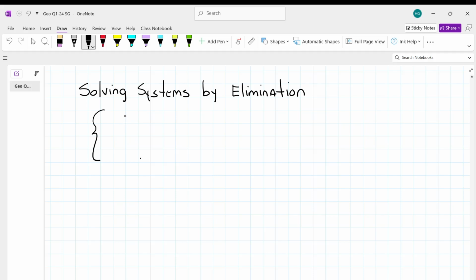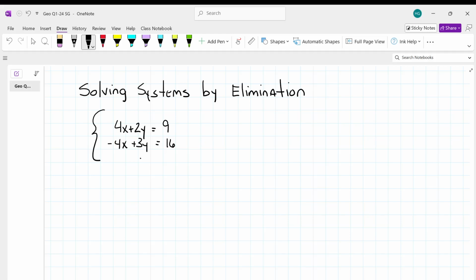So let's say that you've got a system that's got 4x plus 2y equal to 9 and a negative 4x plus 3y equal to 16. Okay, what you're allowed to do when you're solving these systems is at any time you can combine the systems, meaning you can add them together.